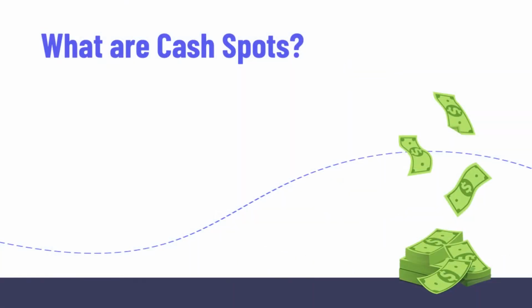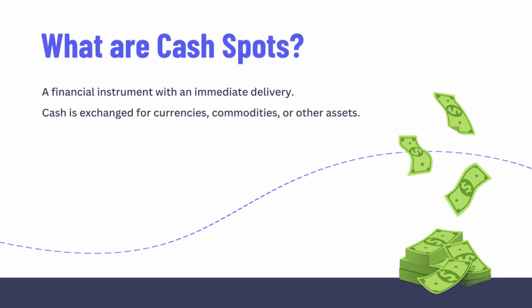A cash spot market trades financial instruments with an immediate delivery, or on the spot, as the name suggests. In this financial market, cash is exchanged directly for other currencies, commodities, or other assets.